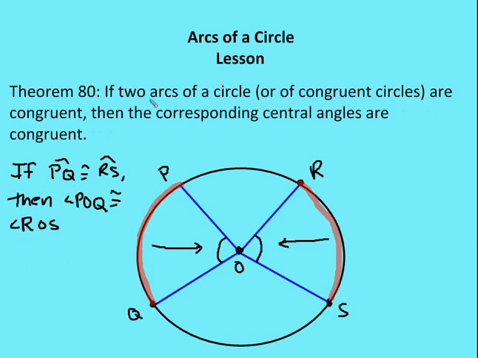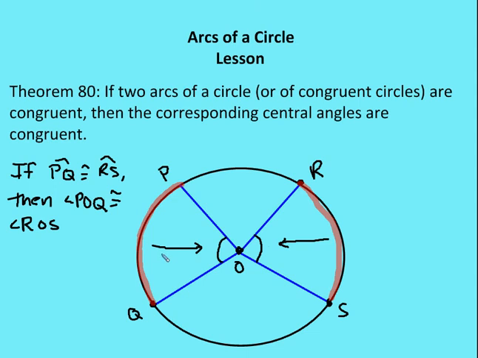Now, by the same measure in the opposite direction, if two arcs of a circle, so PQ and RS, are congruent, then the corresponding central angles are congruent as well. So two arcs of a circle are congruent, circles are congruent, and the corresponding central angles are congruent. Now, I tell my class that in some cases they have to memorize the entire theorem, and in this case, they're going to have to memorize all of these theorems word for word. I don't have a shorthand for these theorems, unfortunately.